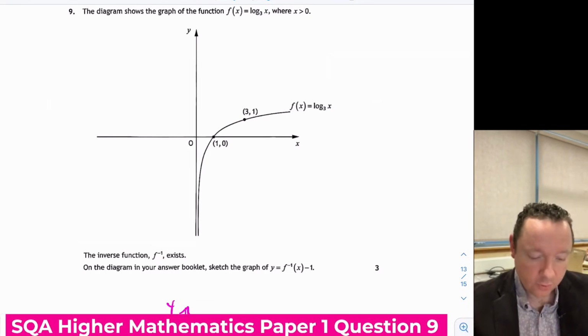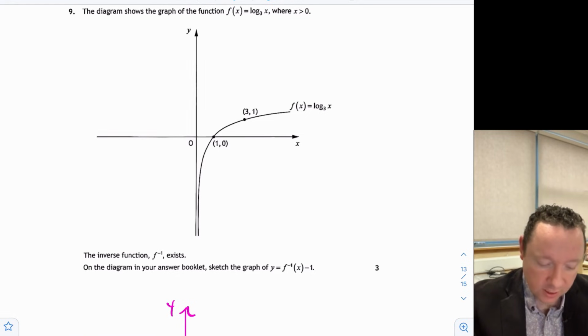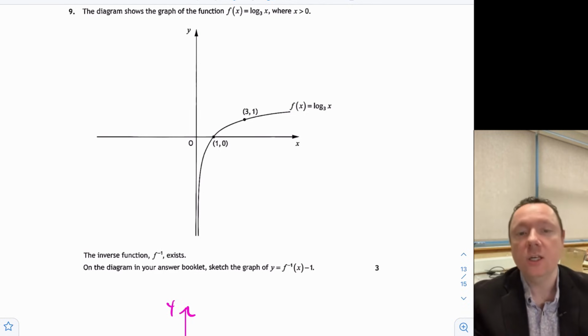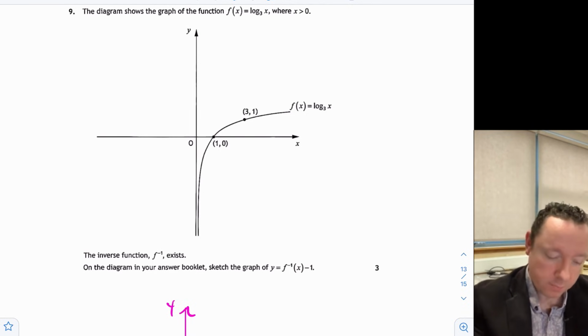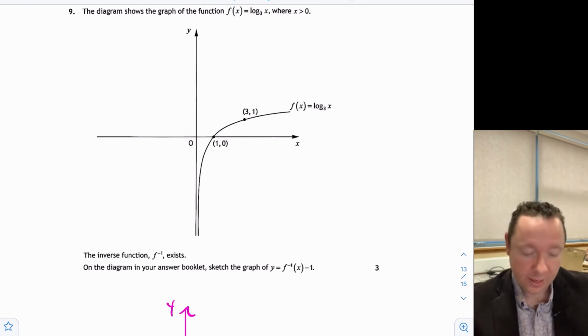The diagram shows the graph of function f of x is log base 3 of x. X is greater than 0, of course. The inverse function does exist. In the diagram in your answer book, draw the graph of the inverse function minus 1. Well, let's examine the inverse function first. The inverse function of a log is an exponential.